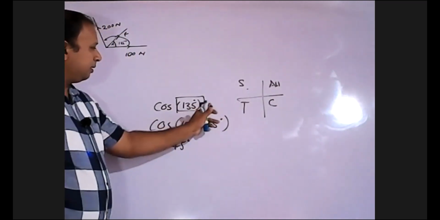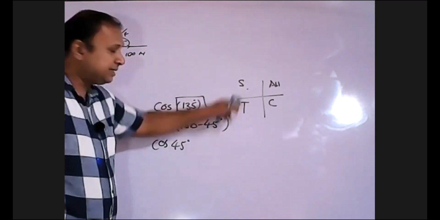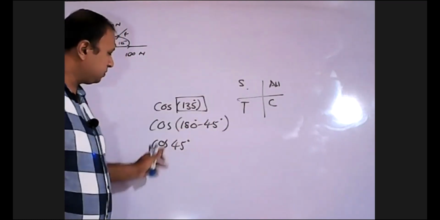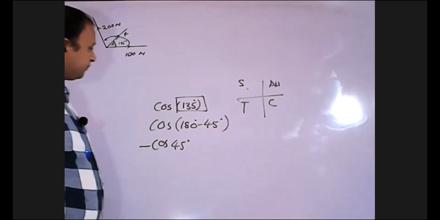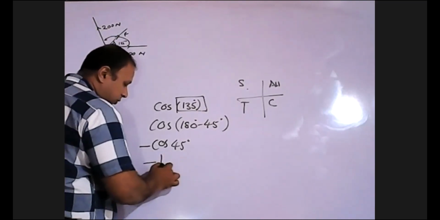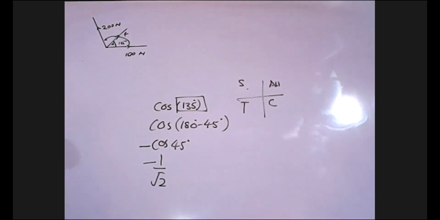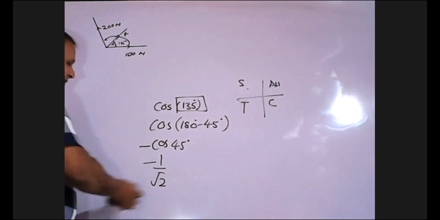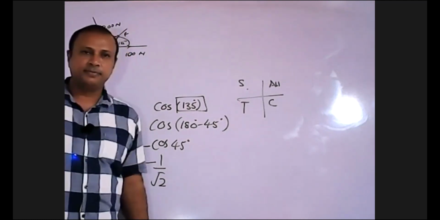Therefore, as this angle belongs to the second quadrant, the cos values are negative. This should be negative. Therefore, cos 135 is equal to minus 1 over root 2. Okay, that is the first case. I think this one you can understand.